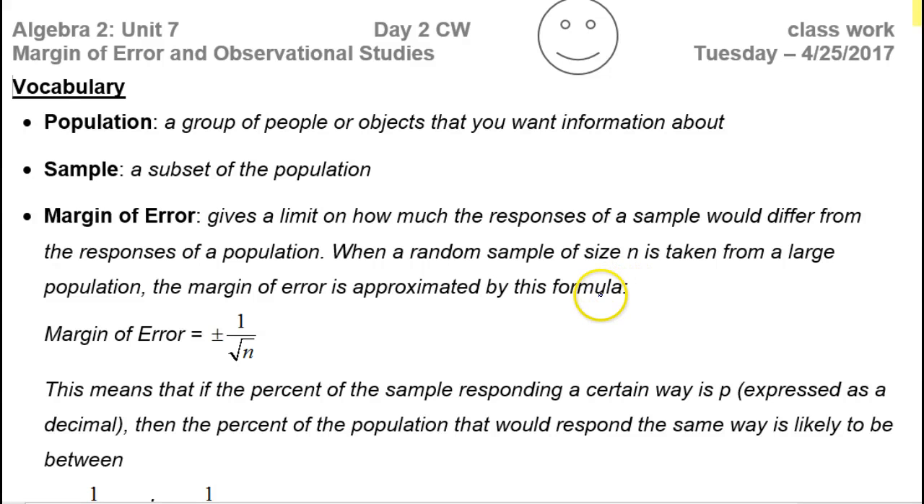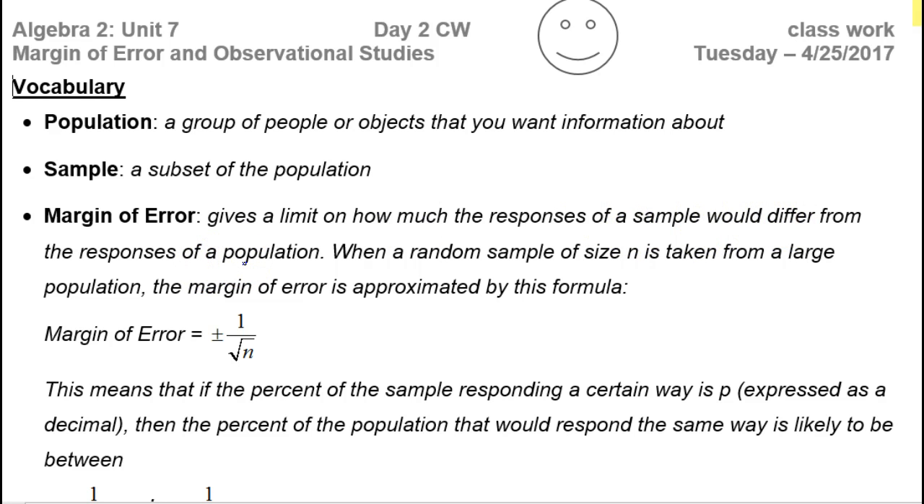All right, in this video, I'm going to teach you about margin of error. So first you need to know about a population versus a sample. Of course, a population is a whole group of people or objects that you're interested in. And then a sample is going to be a portion of that larger group. Okay, so a margin of error is going to give a limit on how much the responses of a sample are going to differ from a population.